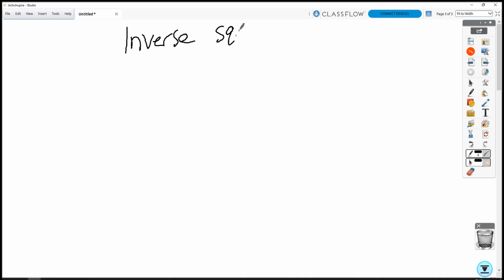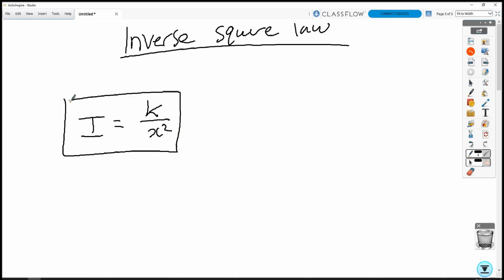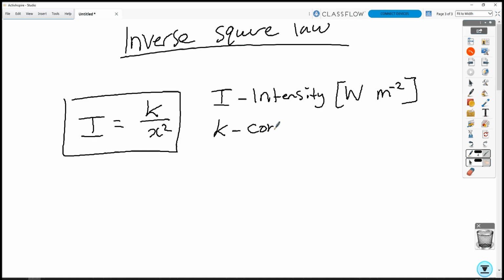So, the inverse square law. For this, we'll do I is equal to k over x squared. So I is the intensity, which will be measured in watts per meter squared. K is just some constant, and x is the radius, or we can replace this with r as well, which is measured in meters.